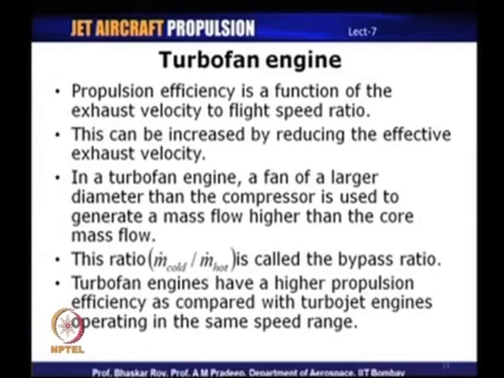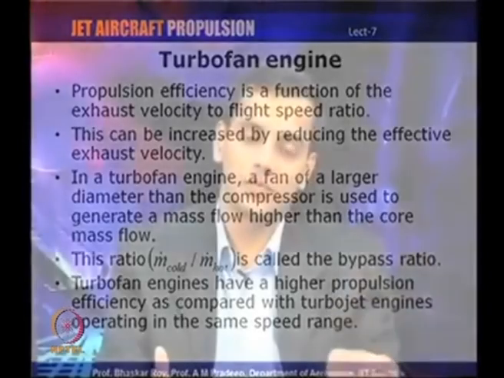So, the need for a turbofan engine is basically to reduce the effective exhaust velocity, and therefore, we add a fan which has a larger diameter than the compressor, and that generates a higher mass flow than the core mass flow. This ratio, the cold mass flow to the hot mass flow, is known as the bypass ratio. And so, for the same speed range, turbofan engines will have a higher propulsion efficiency than turbojet engines, basically because the exhaust velocities are lower.